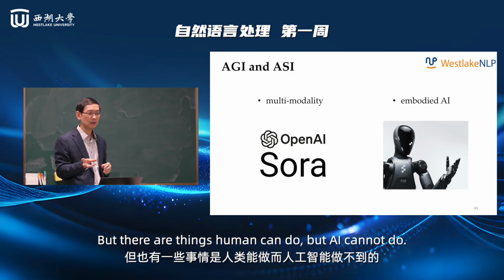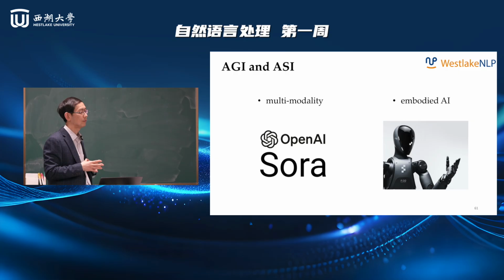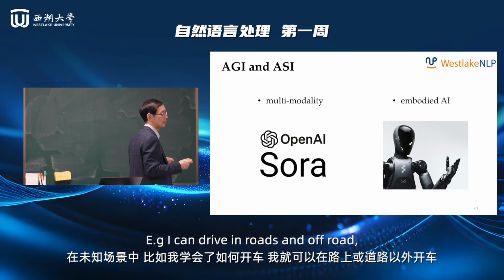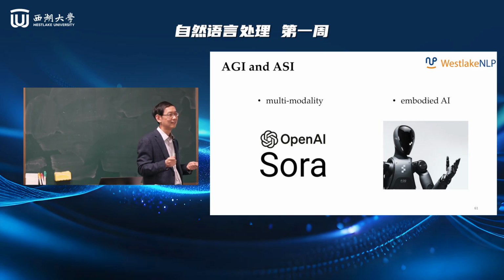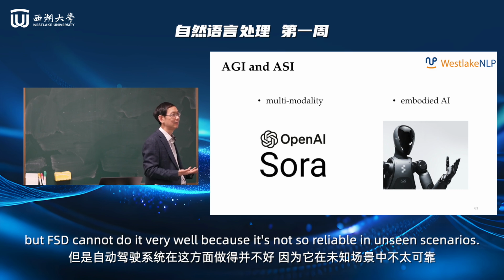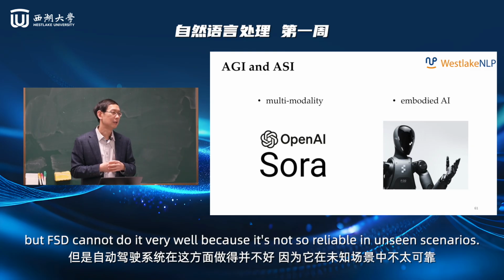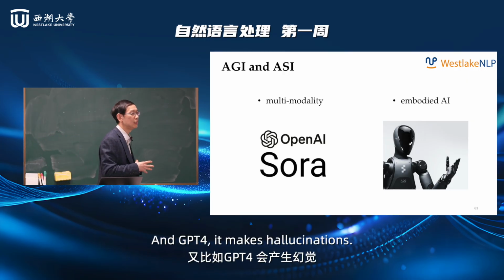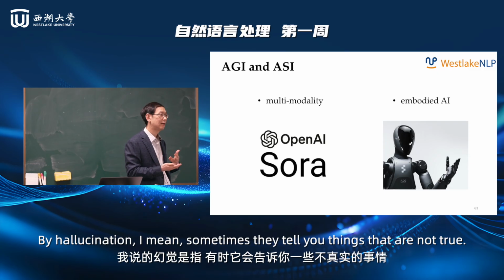But there are things humans can do but AI cannot do. Reasoning, okay? Performing reliable decisions in unseen scenarios. For example, I've learned how to drive. And I can drive on roads and off-road. But FSD cannot do it very well because it's not so reliable in unseen scenarios. Okay? And GPT-4, it makes hallucinations. By hallucination, I mean sometimes it tells you things that are not true.